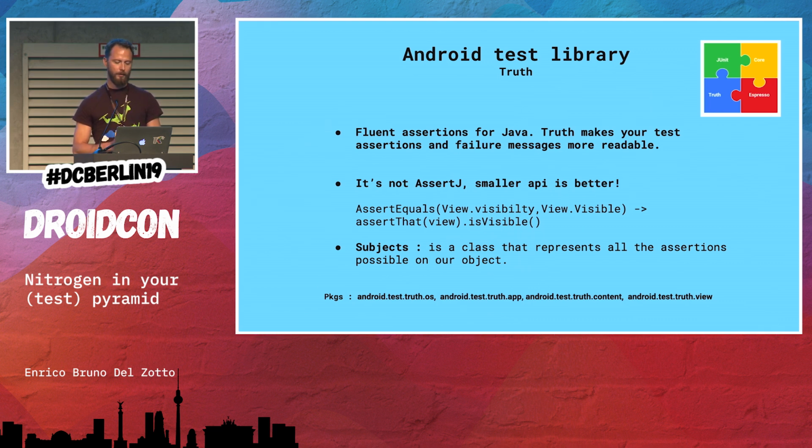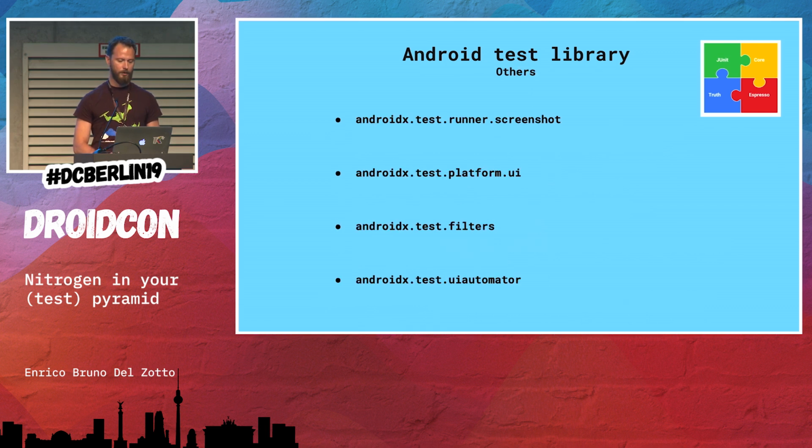And also, you can find the subjects. Subjects are the classes that you can use in order to test more or less some specific actions. For example, we have subjects for notifications that you can find inside that library, or you can extend subjects in order to test your own class or behavior.